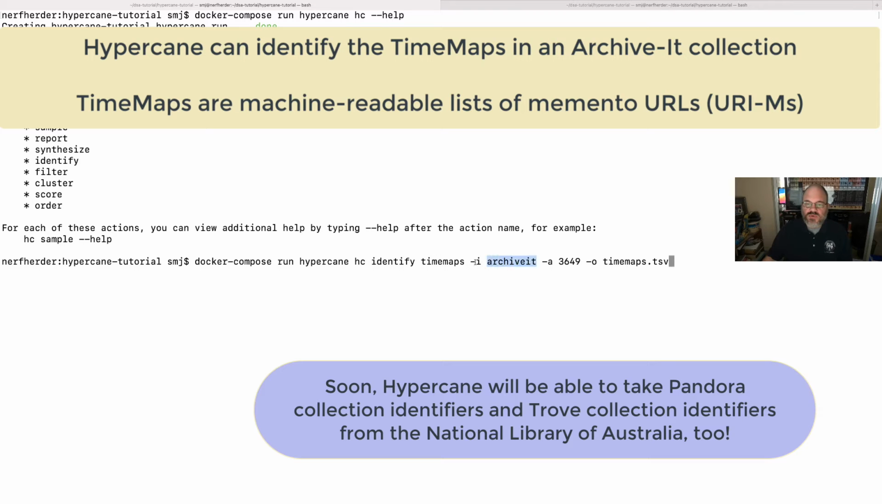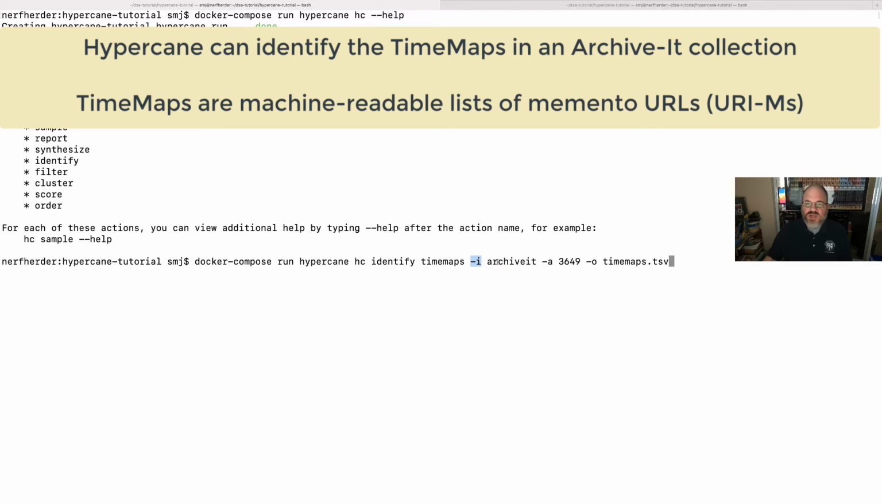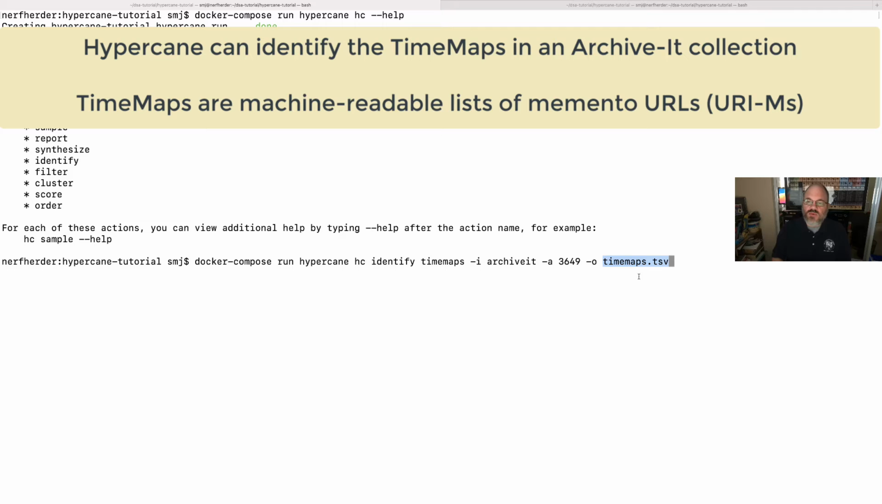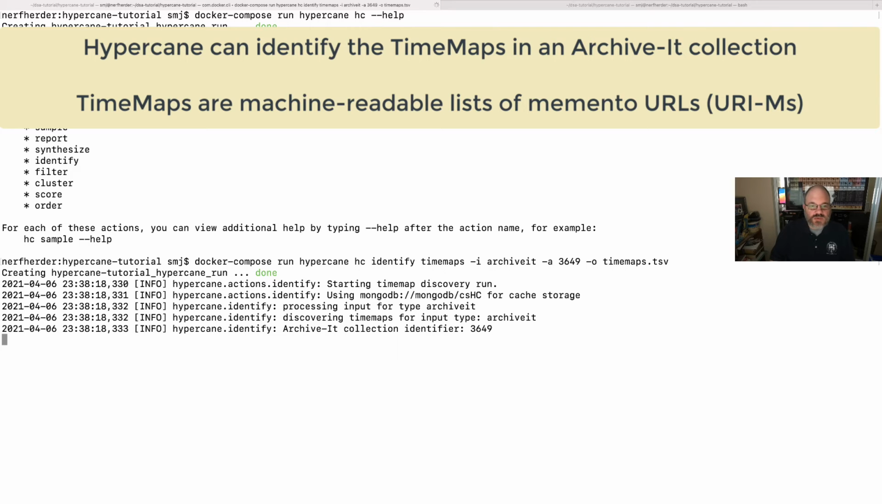So we've supplied an argument of -i to indicate Archive-It is the type of collection, and -a indicates the additional argument, in this case, the identifier for the collection, which is collection 3649, about the Boston Marathon bombing. And finally, we have -o, which specifies the output file. We're going to output to a file named timemaps.tsv. We execute that, and it goes ahead and runs.